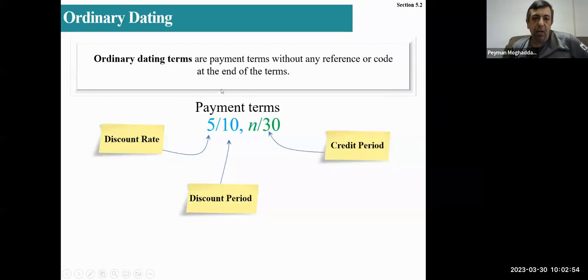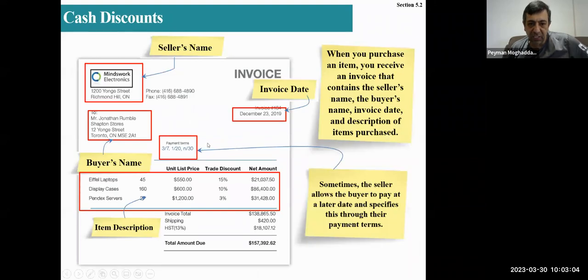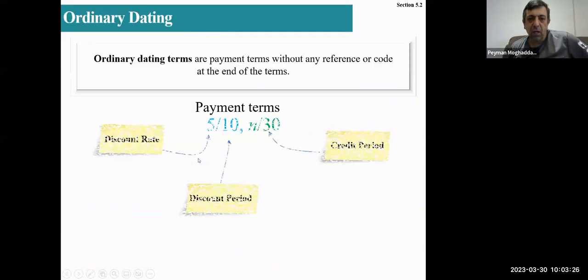So yeah, basically the ordinary dating. This one is ordinary dating, because it doesn't say EOM or ROG at the end of it. Okay, if there is an EOM or ROG at the end of it, it means that you have to calculate based on that. But right now the invoice date is the reference date. So the reference date is the invoice date, and you have to calculate the number of days based on the reference date. Okay.